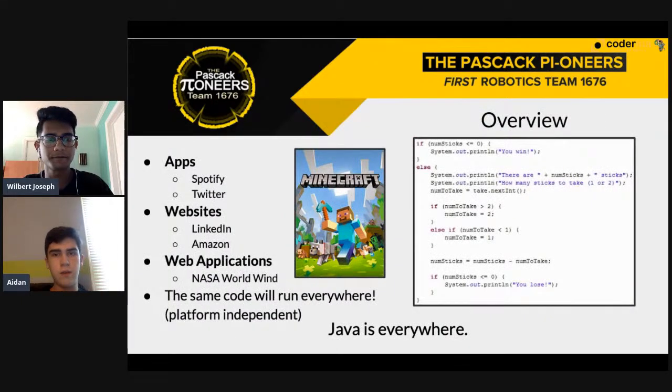So a basic overview about Java is that Java's everywhere, even if you don't really know it. Many major websites and apps use it, like Spotify and Twitter, some other websites like LinkedIn and Amazon that you use all the time. Some big things like the NASA Whirlwind web application, and like video games that you might even play like Minecraft. It all comes from Java. And the same code will run everywhere, like on any machine or anything.